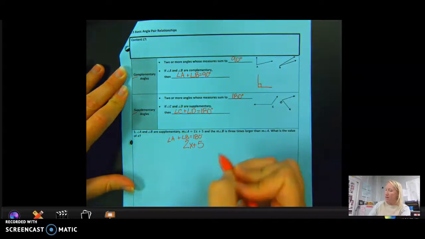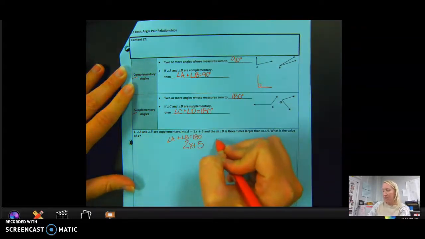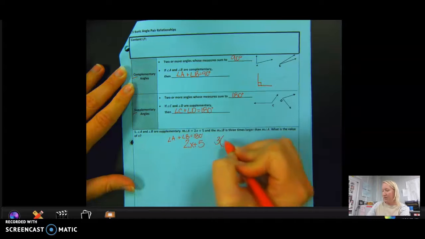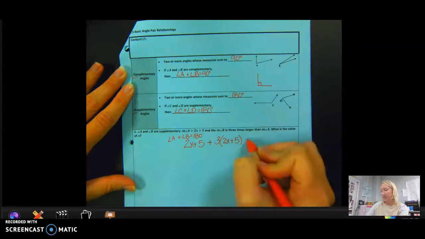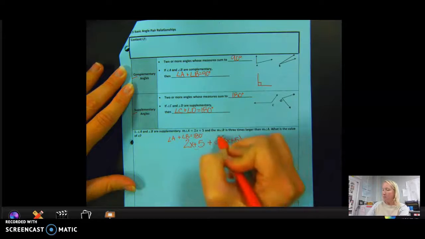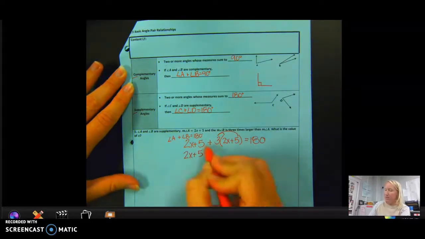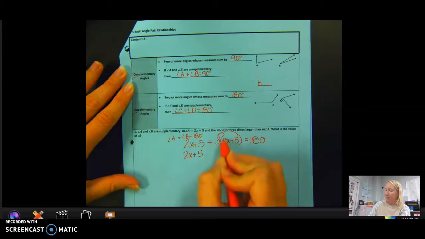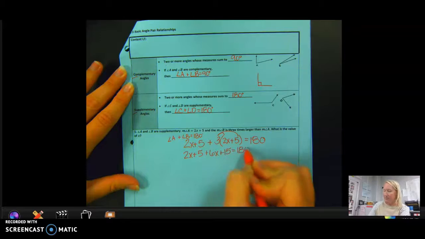We know that angle B is 3 times larger than angle A. So mathematically, to show that, we take whatever angle A is, which is 2x plus 5, and multiply it by 3. If we add those two angles together, we get 180 degrees because they are supplementary. So if I start doing the math, 2x plus 5, distribute, I get 6x plus 15 equals 180 degrees.